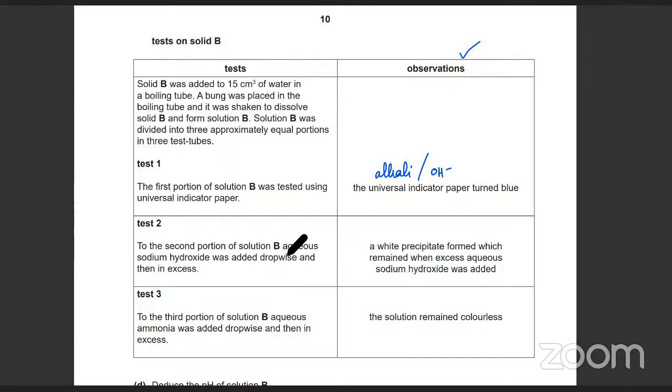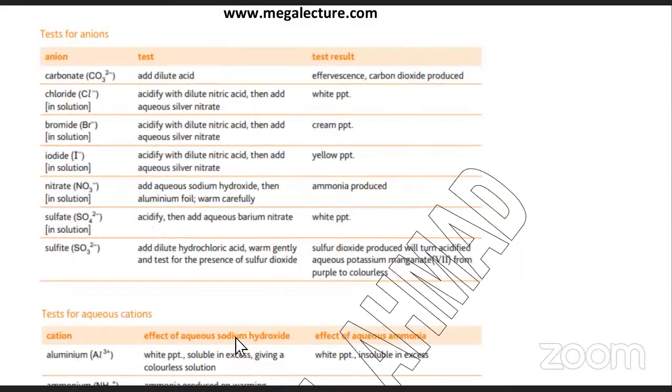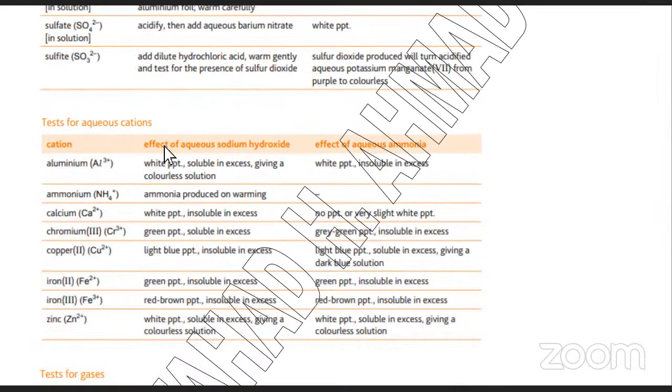To the second portion of solution B, NaOH was added dropwise. You get a white precipitate, which remained when excess was added, so it's not soluble. So a white precipitate that is not soluble in NaOH. What is this NaOH? This is NaOH. So a white precipitate soluble in excess.